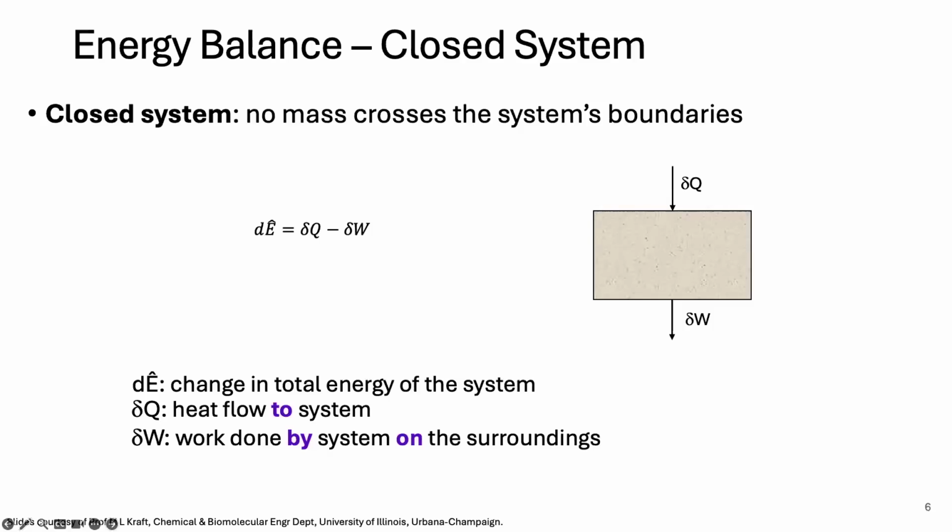So if we begin by considering a closed system where we have no mass crossing the system's boundaries, this would be similar to, say, a batch reactor, we can write an energy balance that says dE, the change in total energy of the system, is equal to delta Q, the heat flow to the system, minus delta W, the work done by the system on the surroundings. Hopefully, these terms are familiar to you from the thermodynamics module.